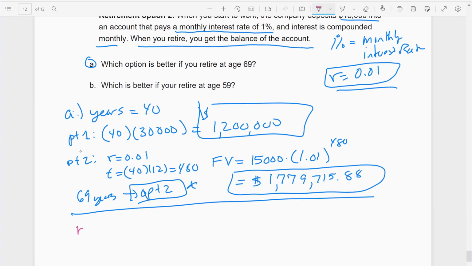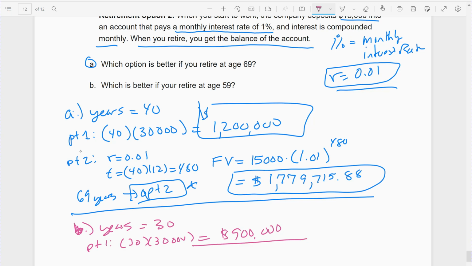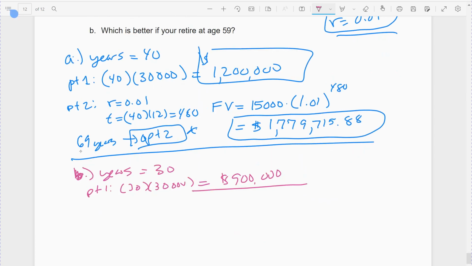Alright, so for B, the years that you're going to work is now only 30. So for option 1, you're going to take 30 times your 30,000, which means you're going to be at $900,000 at the end of your 30 years. And then figure out option 2 for the 30 years.